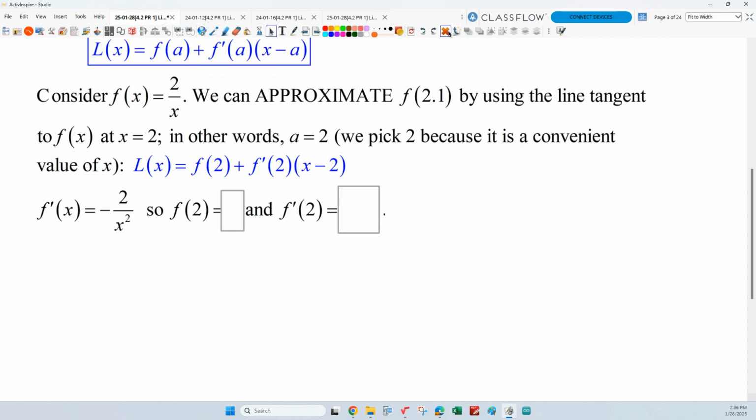Right? Okay, so then now we can evaluate these. You guys already told me f of 2 is what? 1. And what would f prime of 2 be? Negative 1/2. Okay, good. Everybody see that?